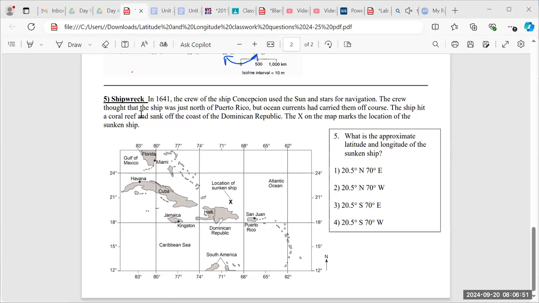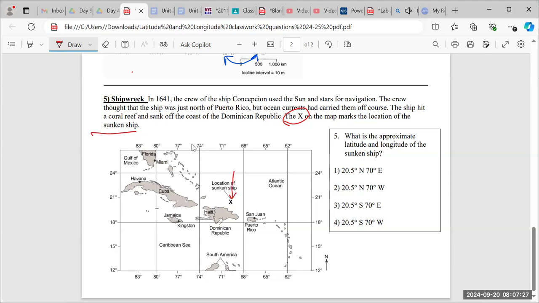All right, number five. In 1641, the crew of the ship Concepcion used the sun and stars for navigation. The crew thought that the ship was just north of Puerto Rico, but ocean currents had carried them off course. The ship hit a coral reef and sank off the coast of the Dominican Republic. The X on the map marks the location of the sunken ship. What is the approximate latitude and longitude of the sunken ship?